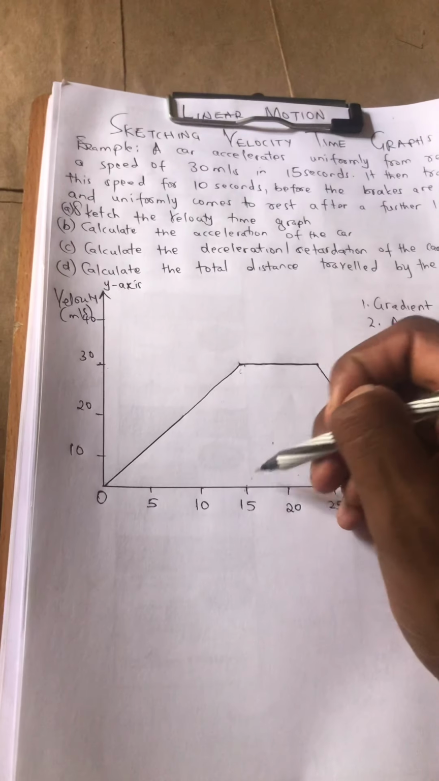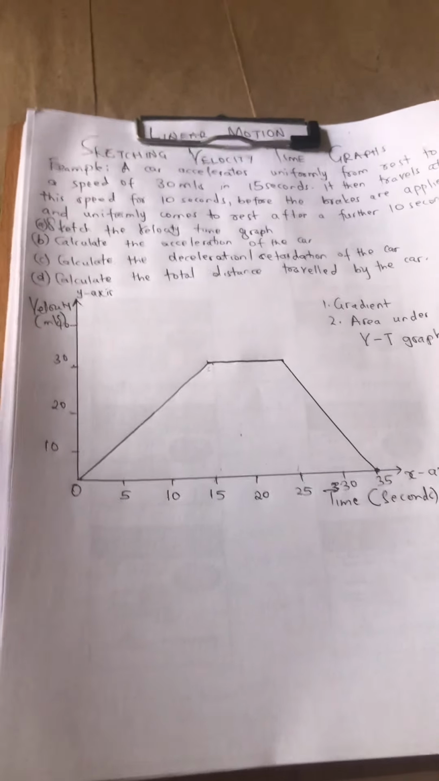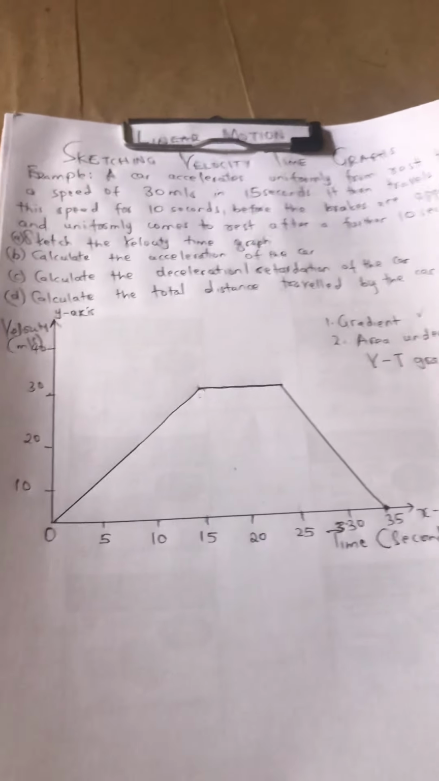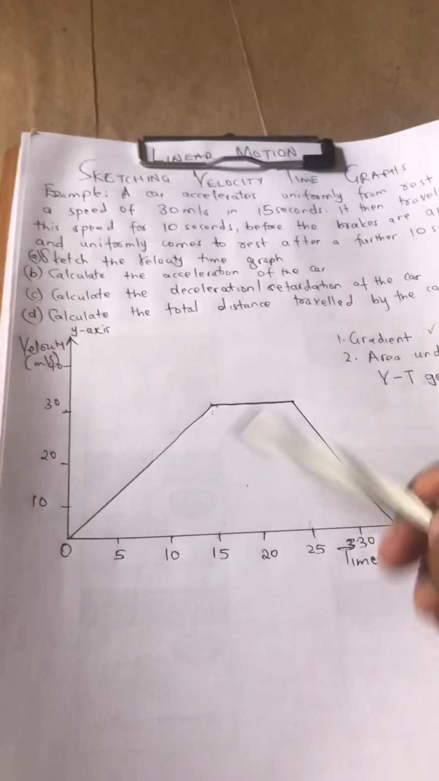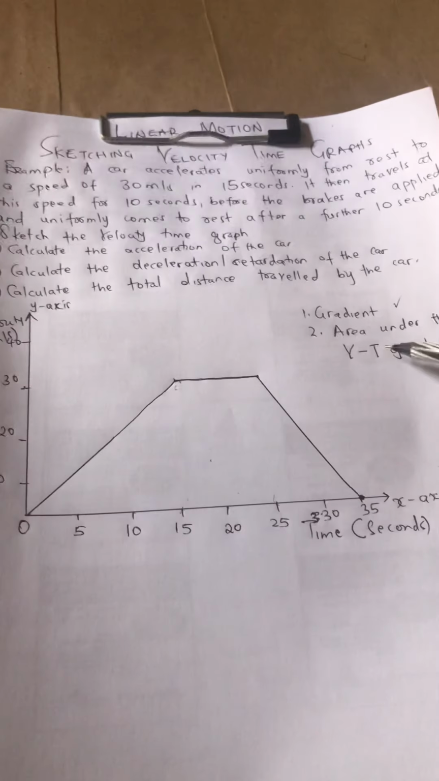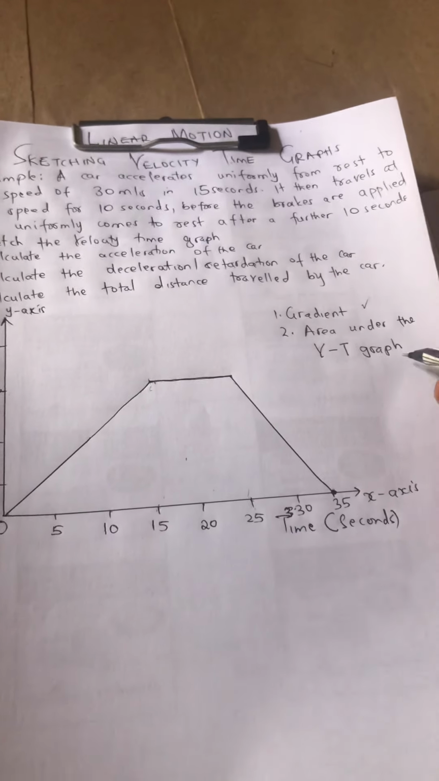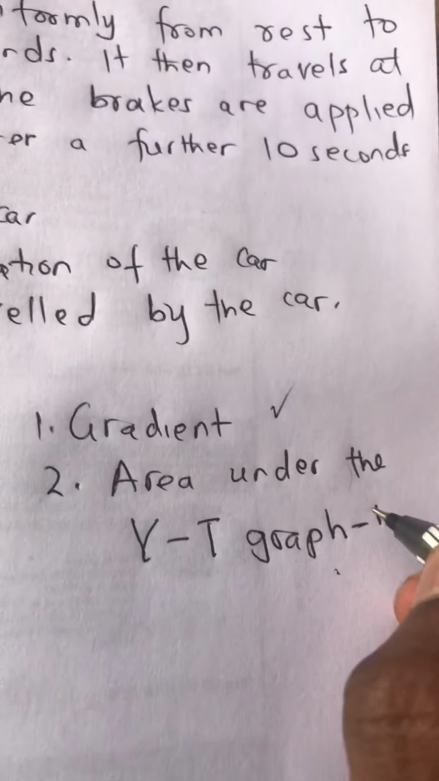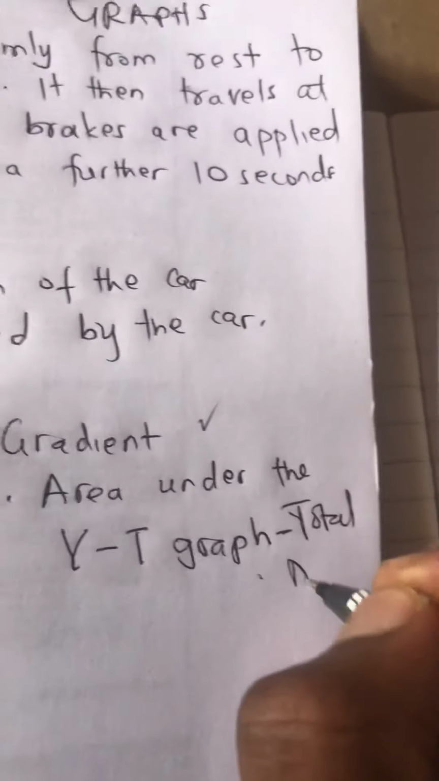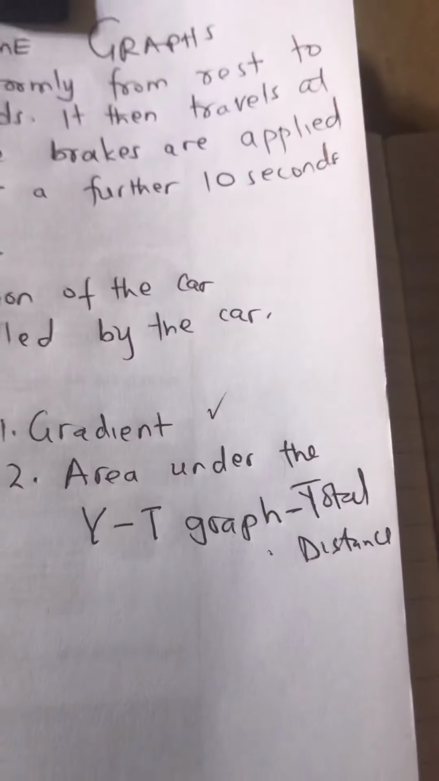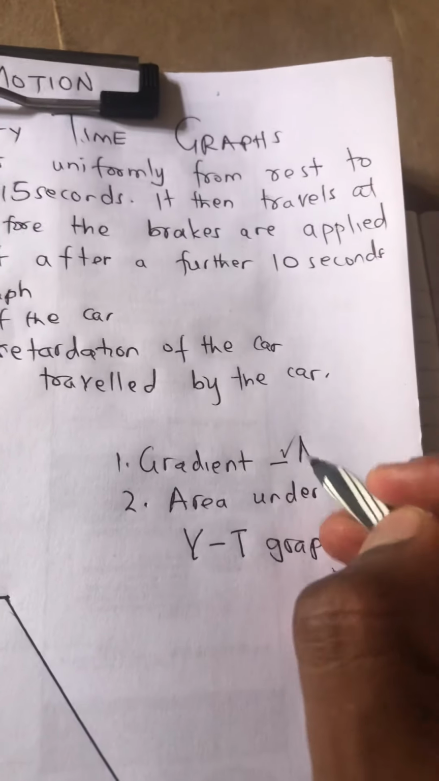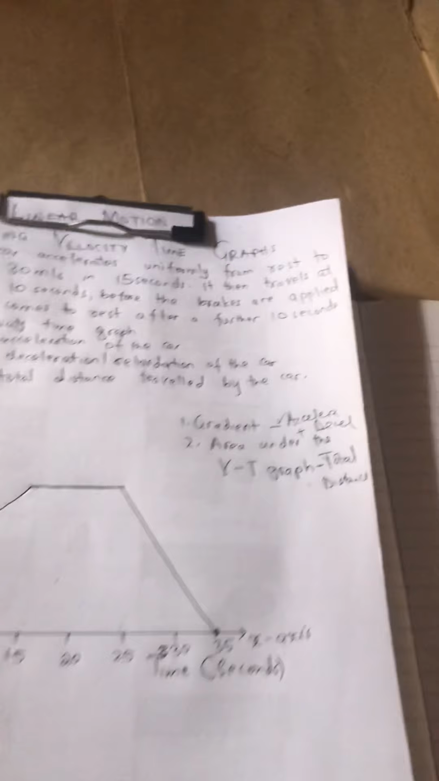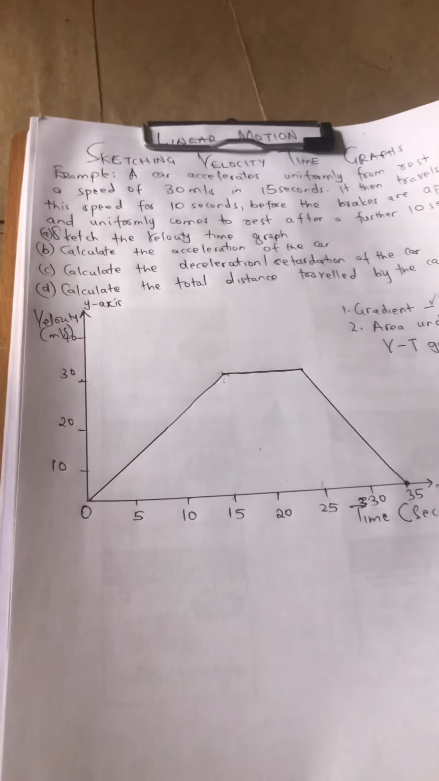Gradient is so simple. Now, to get acceleration and deceleration, we get the gradient. To get the total distance traveled by the car, we get the area under the velocity time graph. So the area under the velocity time graph will give us the total distance traveled. The gradients will give us both acceleration and deceleration. Have you got that? Now you are good.